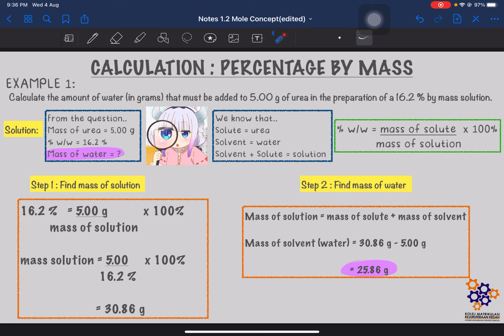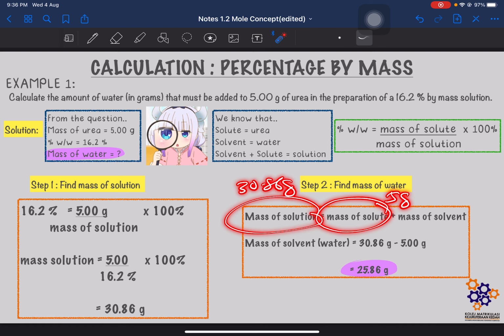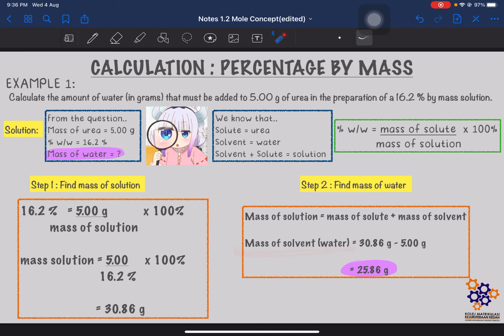We know the mass of solution is equal to the mass of solute plus the mass of solvent. So we already know the mass of solute is 5 gram and the mass of solution is 30.86 gram. Now we can get the mass of solvent by subtracting the mass of solute from the mass of solution. So 30.86 gram minus 5 gram. You will get the mass of solvent equal to 25.86 gram, the mass of water. So this is how you answer this kind of question.